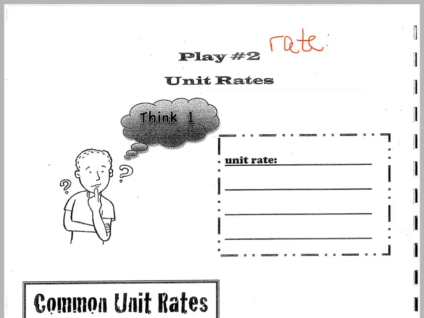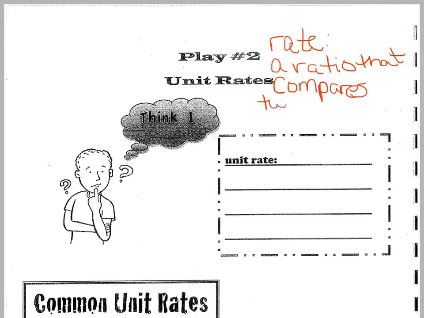A rate is a ratio that compares two quantities with different kinds of units. Remember, ratios were the same units. These are different units. That's what a rate is.